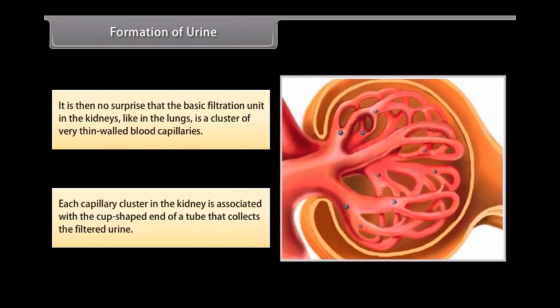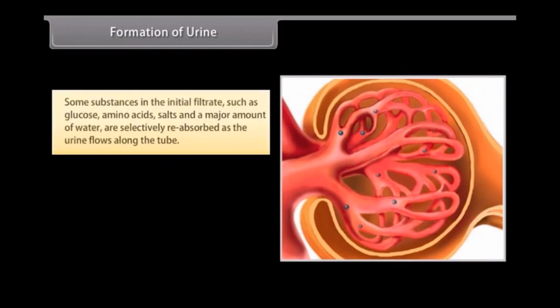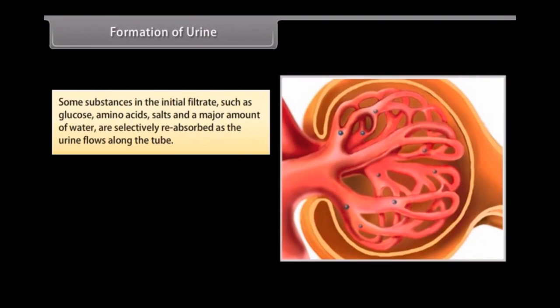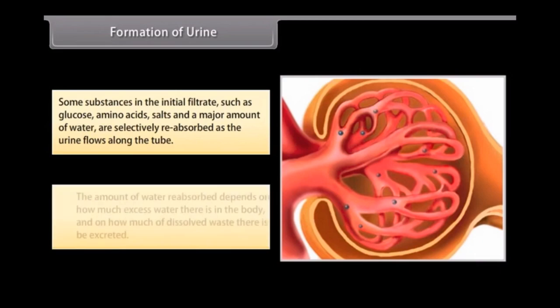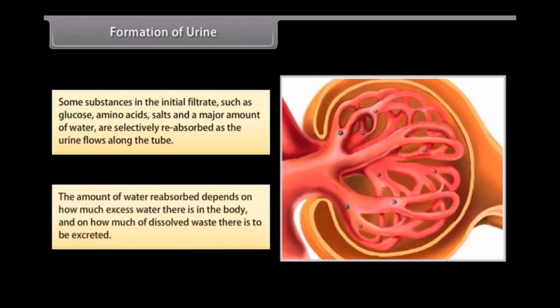Each capillary cluster in the kidney is associated with a cup-shaped end of a tube that collects the filtered urine. Some substances in the initial filtrate, such as glucose, amino acids, salts, and a major amount of water, are selectively reabsorbed as the urine flows along the tube. The amount of water reabsorbed depends on how much excess water there is in the body and on how much dissolved waste there is to be excreted.